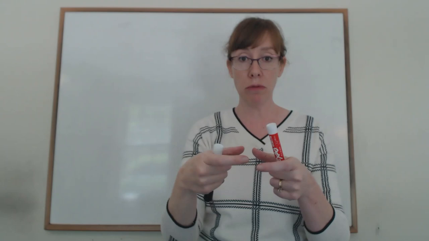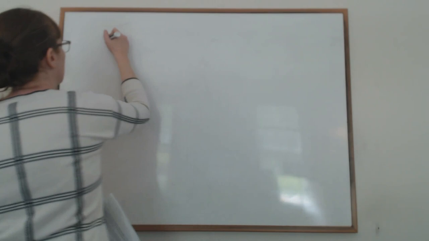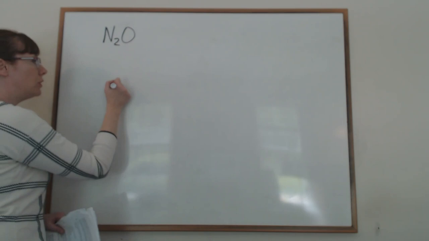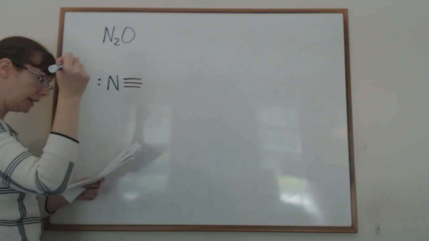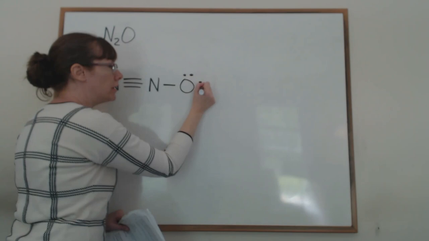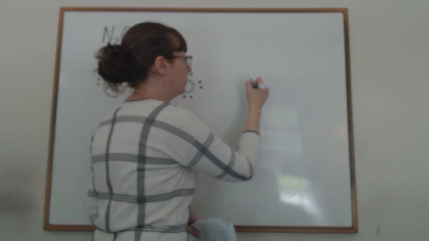Let's go with N2O, dinitrogen monoxide. There are at least two Lewis structures. There may be more. I haven't taken the time to draw more, but at least these two can be drawn for this molecule: this one and this one.